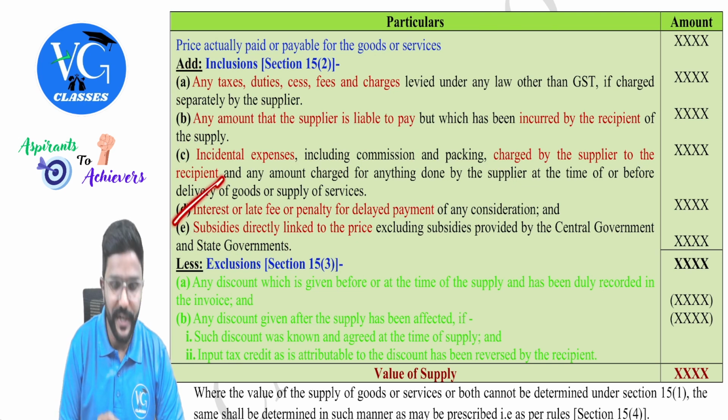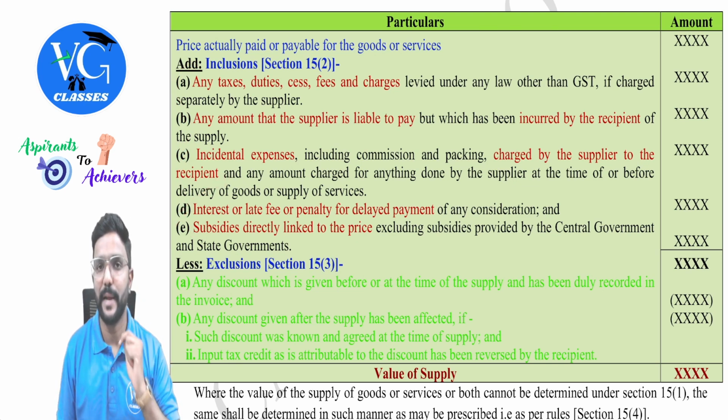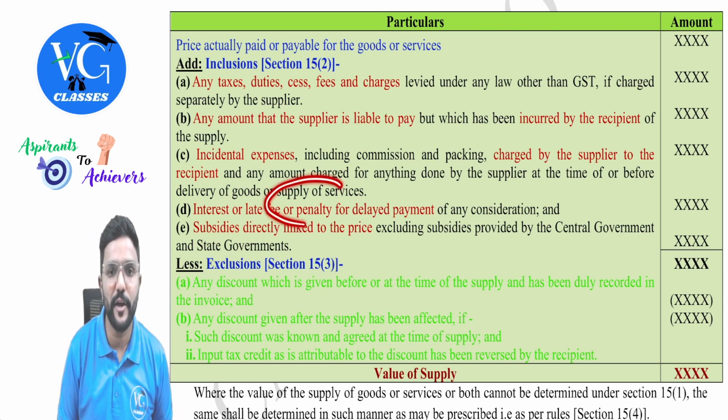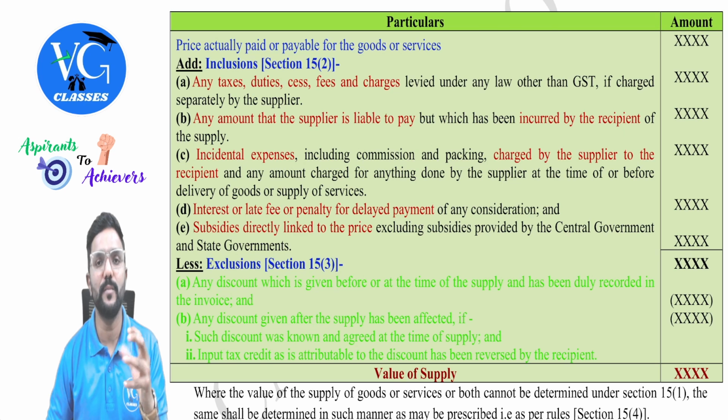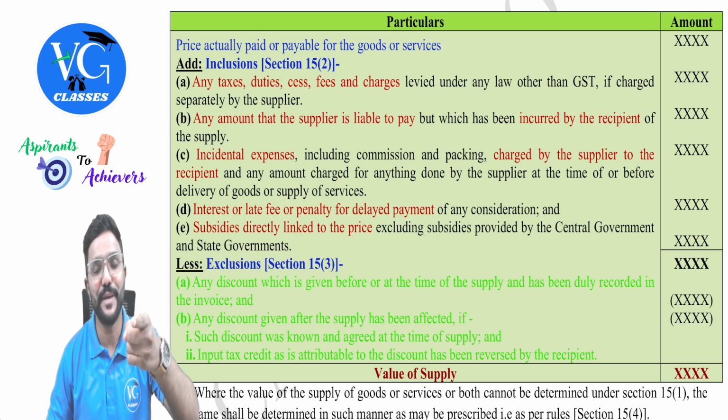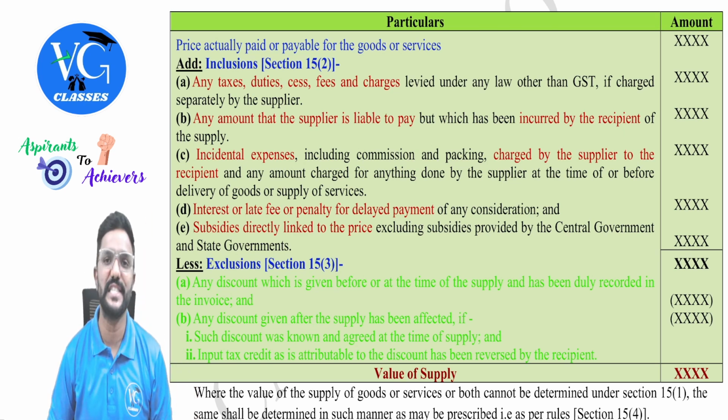Next, coming to D, it also has a connection to time of supply. First, I will explain this, then I will connect to time of supply. Interest, late fee or penalty for delayed payment of any consideration. This is an additional amount which the supplier is charging to the recipient for delay in payment of consideration.